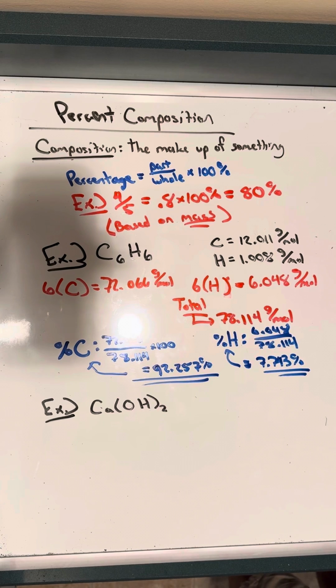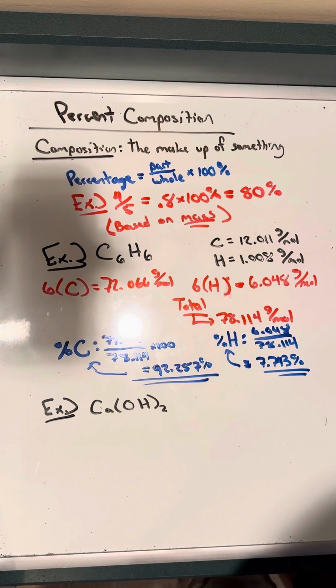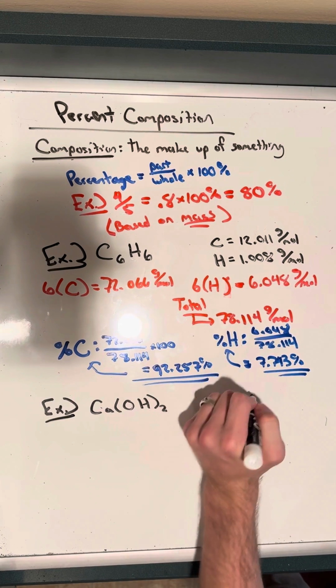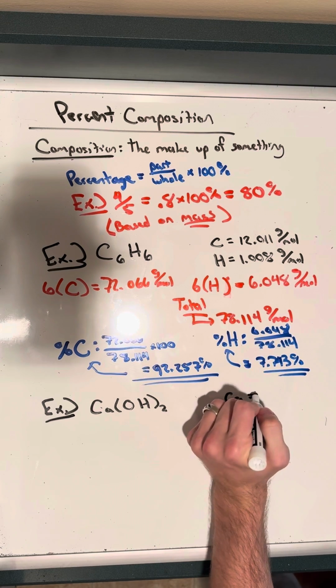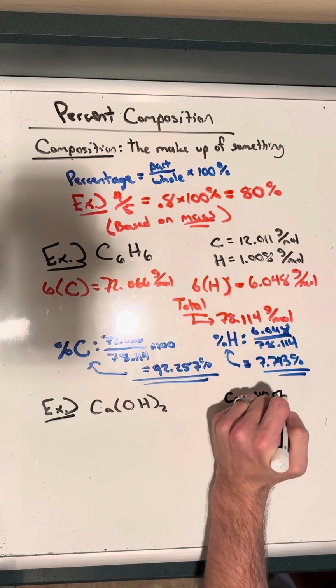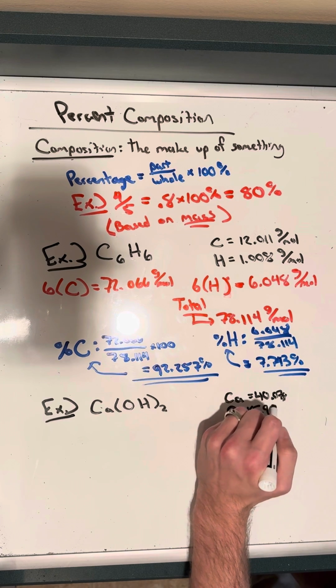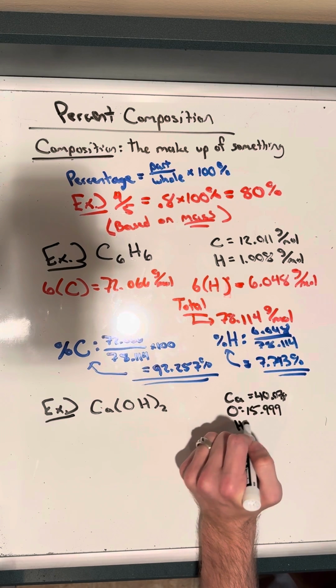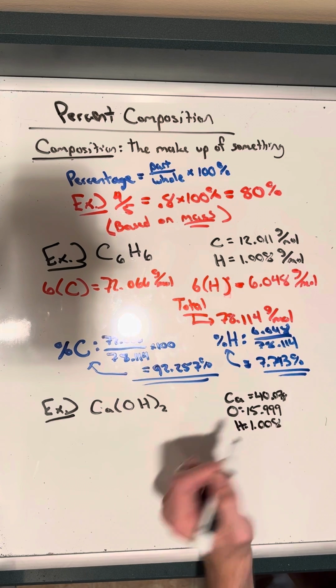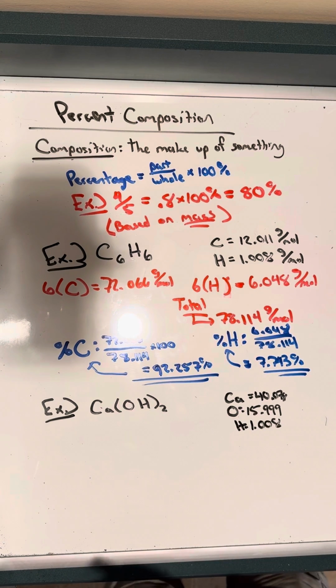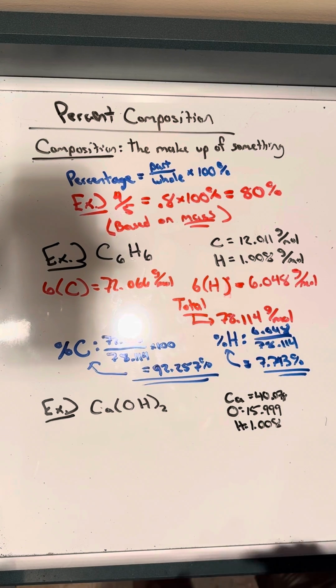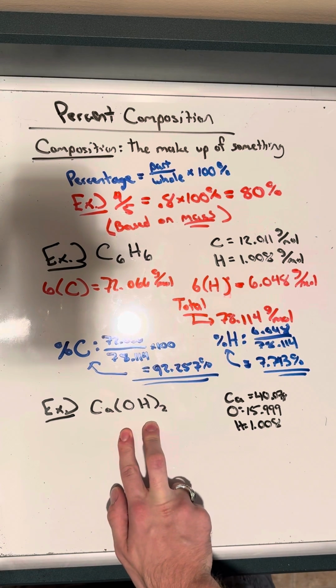So first thing I'm going to do is look up these masses real quick, just so I have a good footing. Calcium is going to be 40.078, oxygen is going to be 15.999, and hydrogen is going to be 1.008. Okay, so here's where this gets a little fun. I like to describe it like this. If you see parentheses, know that you're going to be multiplying something.